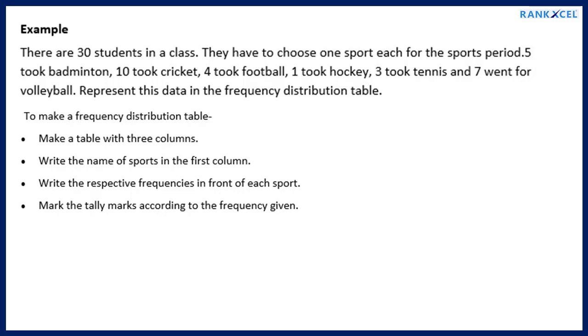Solution. To make a frequency distribution table, make a table with 3 columns. Write the name of sports in the first column. Write the respective frequencies in front of each sport. Mark the tally marks according to the frequency given.